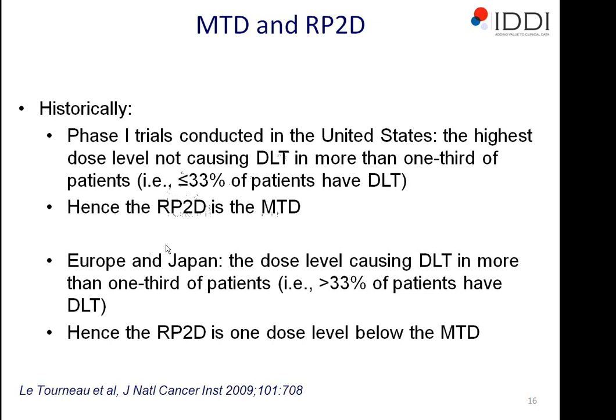Whereas in Europe and in Japan, historically, the MTD has been defined as the dose level causing DLT in more than 1/3 of patients, and therefore the recommended dose for phase 2 trial is one dose level below the MTD.